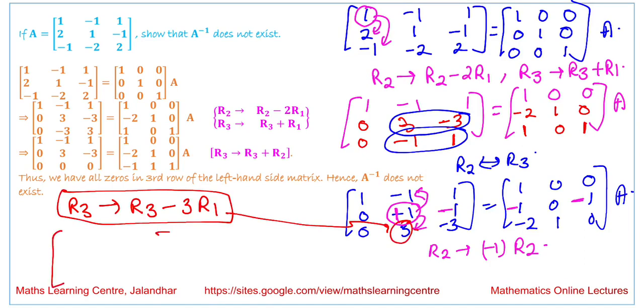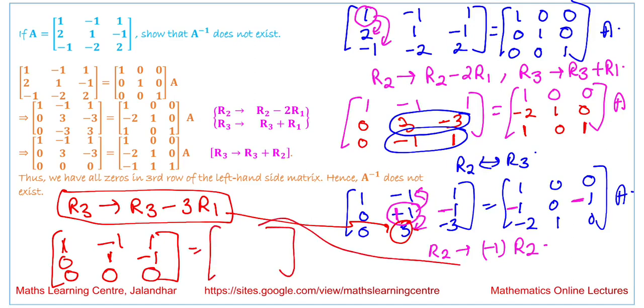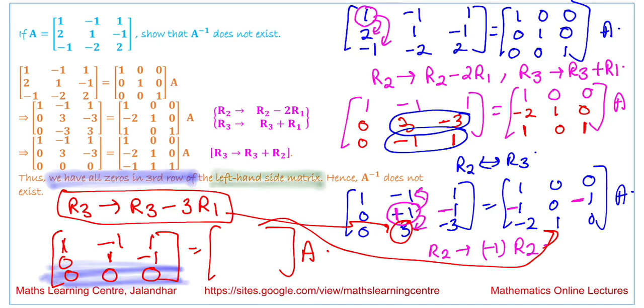So what I will get on the left hand side is 1 minus 1 1, 0 1 minus 1. This term will become 0 0 and 0. Similarly, the operation will be applied on this matrix and we will obtain some A over here. Now look at this row. All the 3 elements in this row are 0. So we are saying we have all zeros in the third row of the left hand side matrix. So this means that A inverse does not exist.